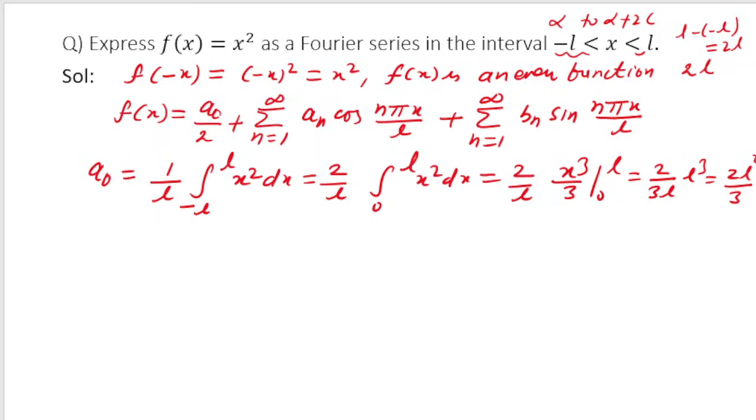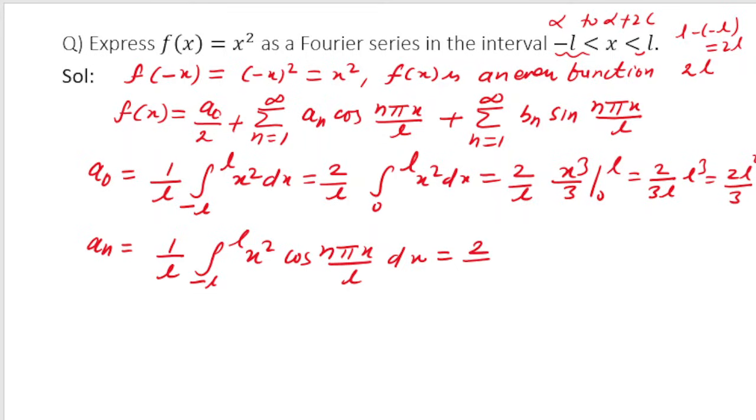Now evaluating the Fourier coefficient an will be slightly more engaging because we have the x square term. So I need to be very slow so that you understand it properly. And bn will become 0, that I will show later. So if I write an, I will write 1 by L, minus L to L, x square cos n pi x by L dx. Integration by parts.